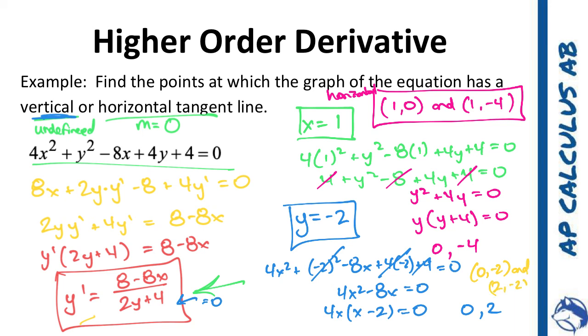2 comma negative 2. And if you take a look at the graph of this, the GeoGebra graph, if you did that on the slide before, you would see that what I have here is correct.